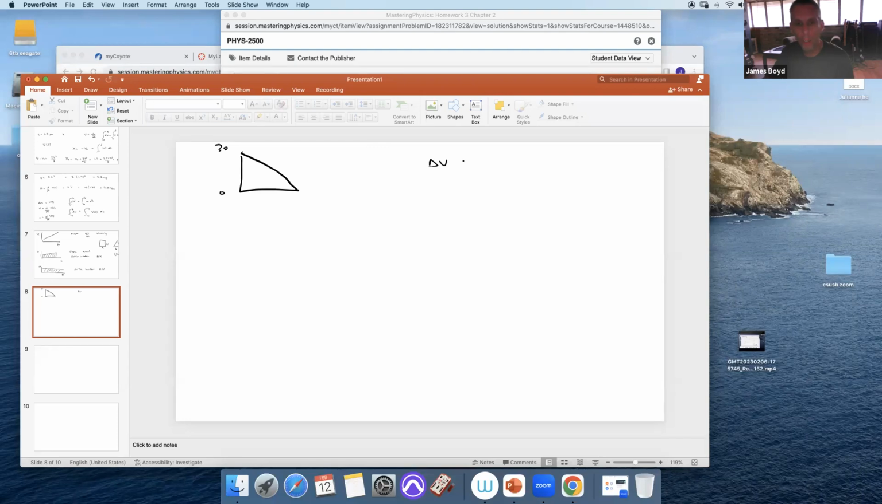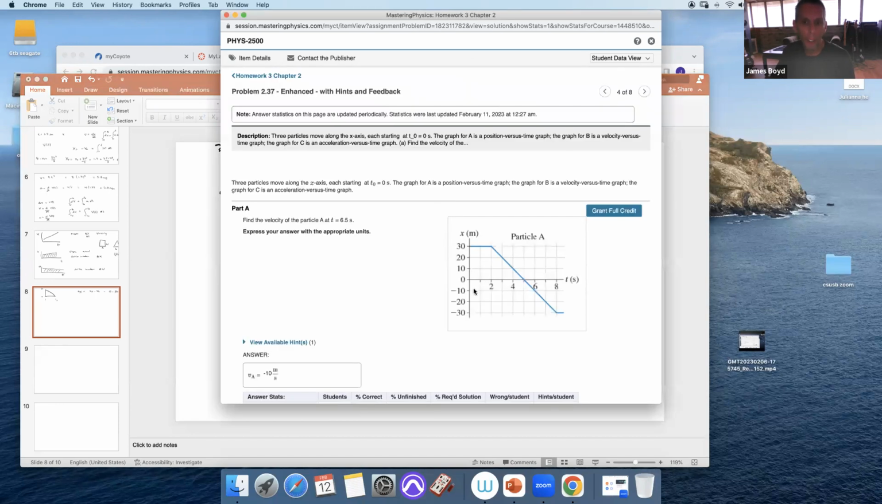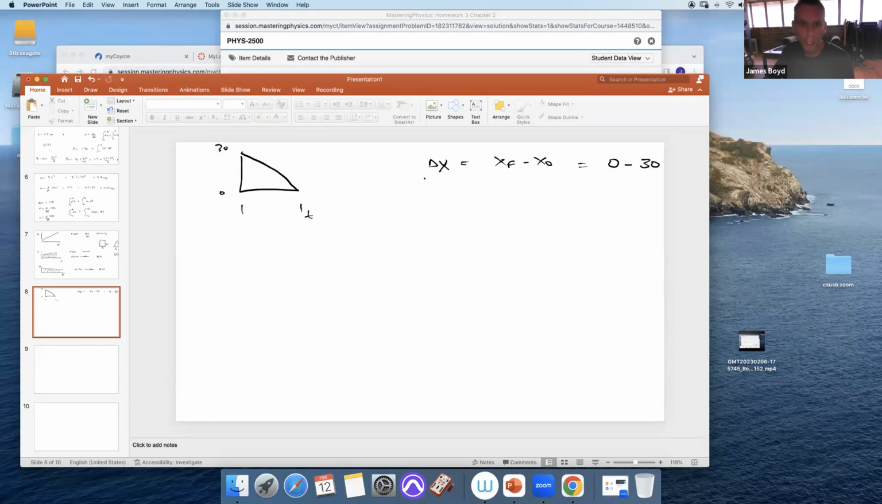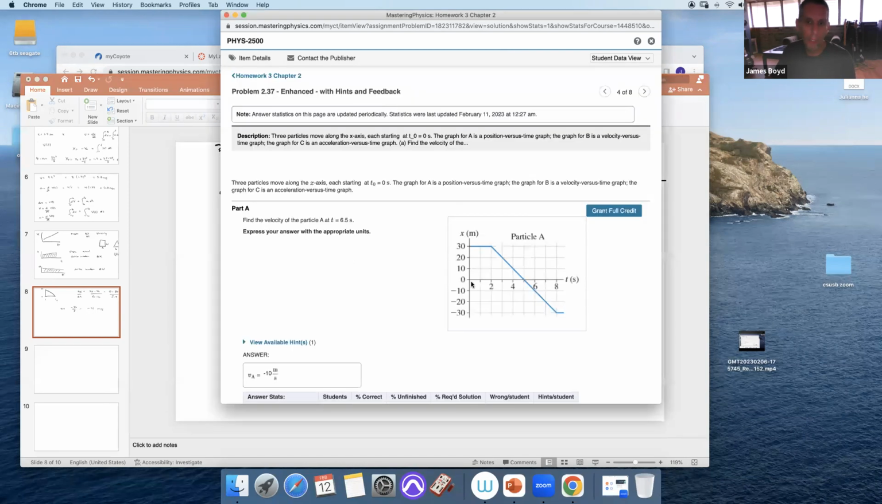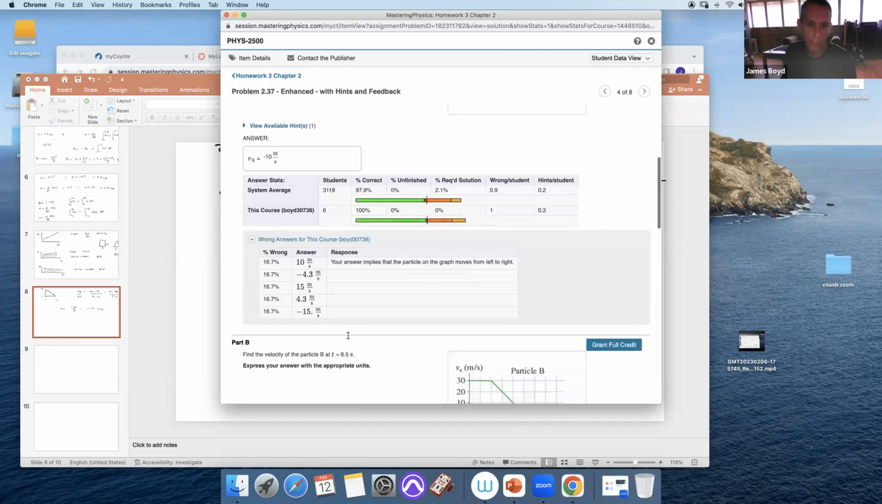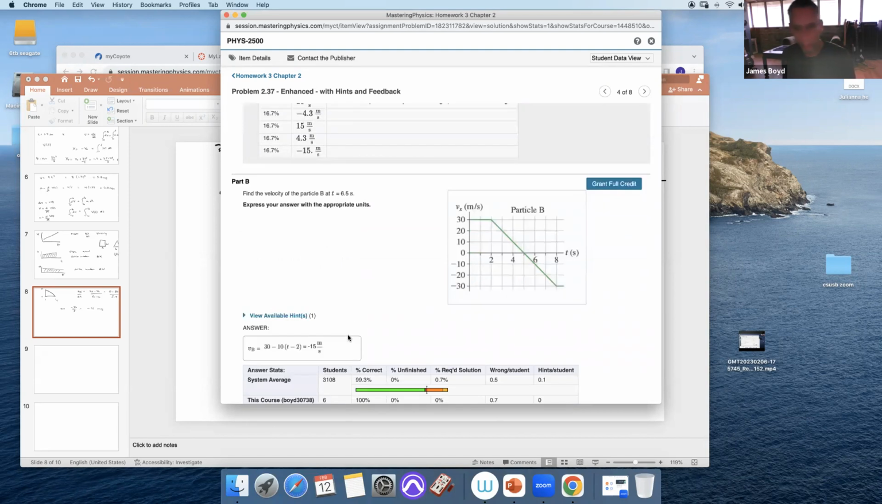That change of x is x final minus x initial. Final is 0, initial is 30. And then the change of the time, this is 2 to 5, so it's t final minus t initial, which is 5 minus 2. And I get negative 30 over 3, which is my slope, negative 10 meters per second. All right. This part's a little bit harder.